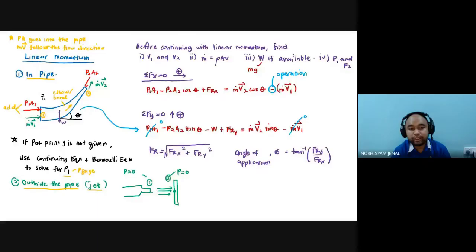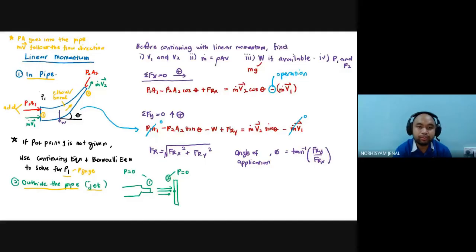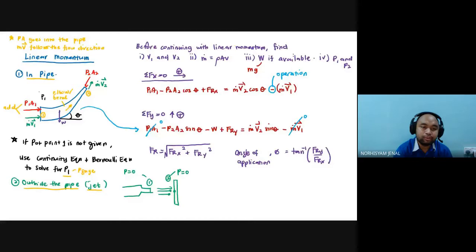When you are done with getting P1, then you can do the linear momentum equation. So a continuation from this, before continuing with linear momentum, find P1 and P2. This is number 4 over here. Sometimes this is atmosphere for point 2. Sometimes it connects to another pipe. So don't always assume P2A2 is equal to 0. You need to know whether this is continuing into a pipe or it is open to the atmosphere.